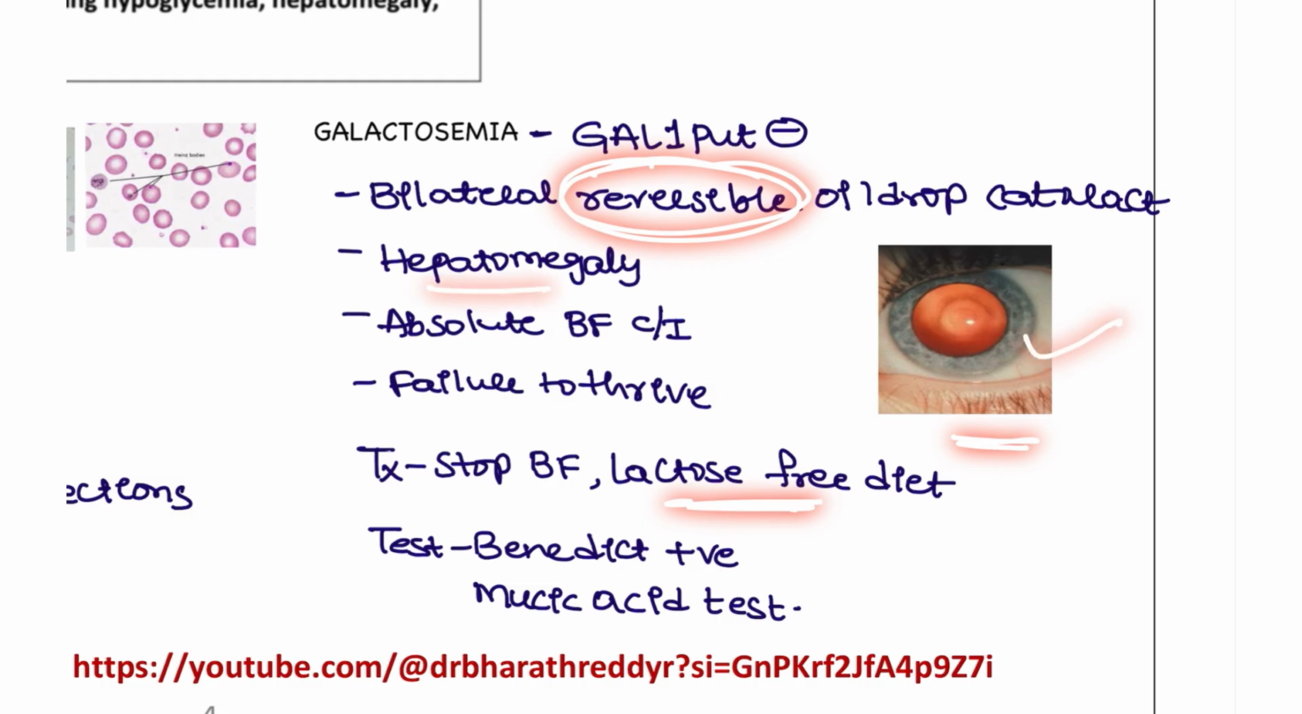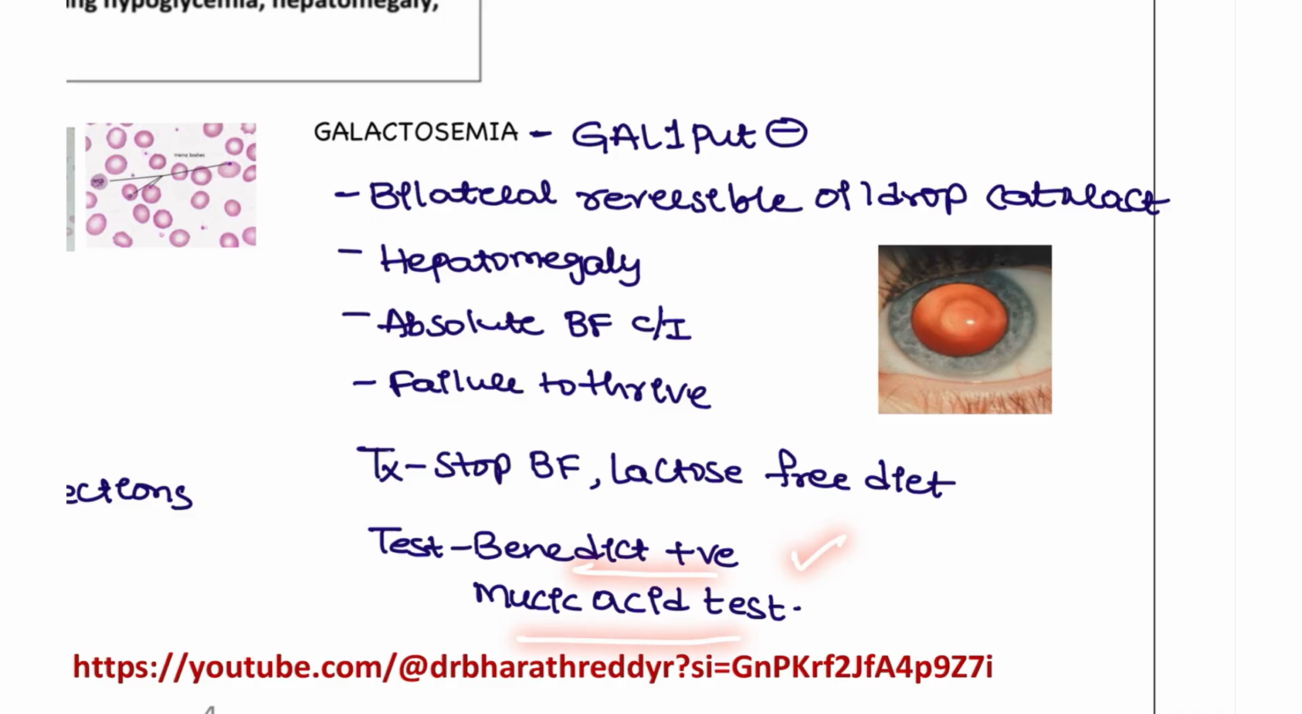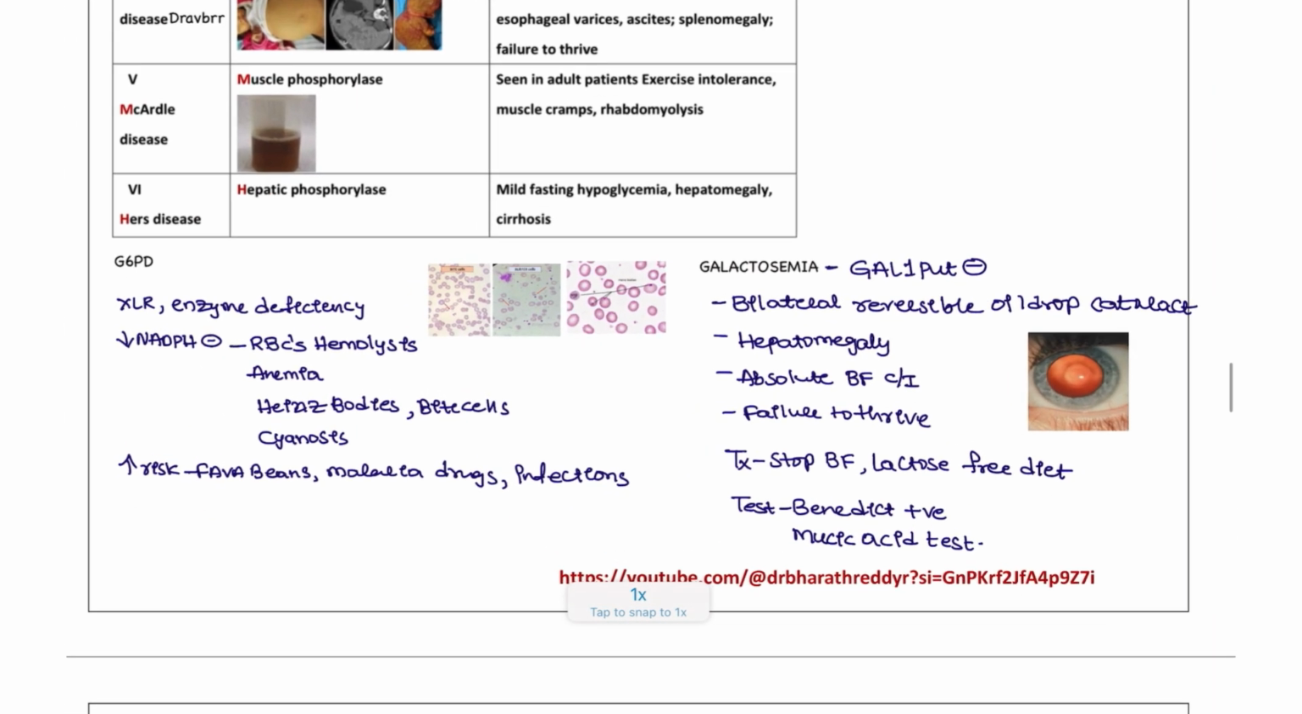Next, hepatomegaly. Absolute breastfeeding is contraindicated. Failure to thrive will be seen in this patient. Next, stop the breastfeeding and give a lactose-free diet for 5 years. Benedict test is positive and mucic acid test is positive for this patient.